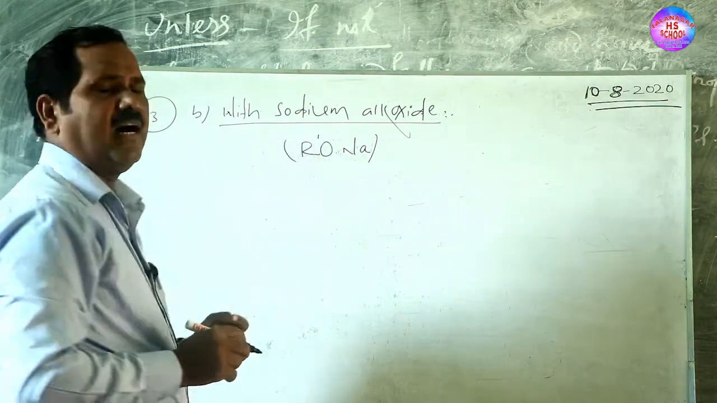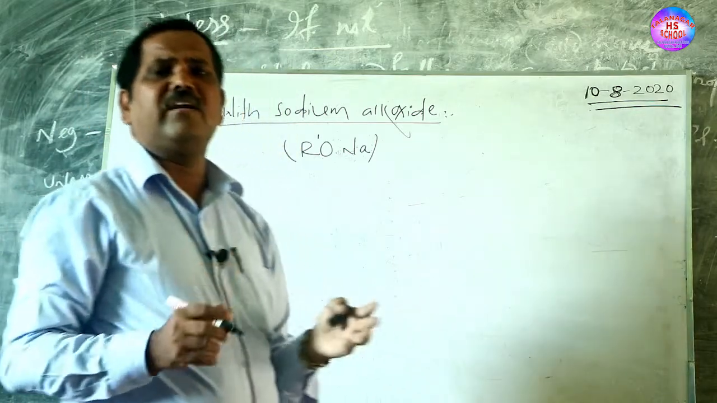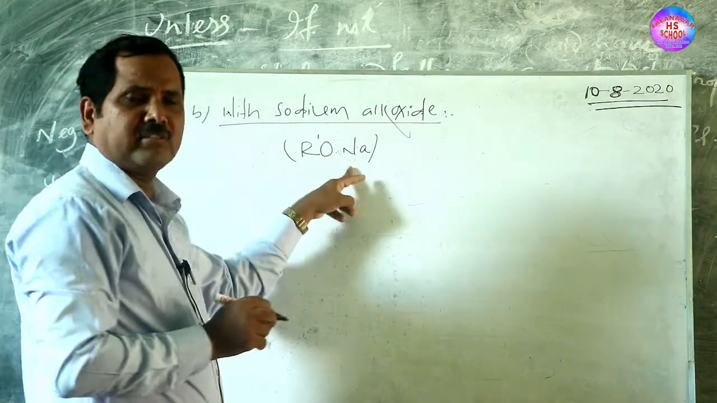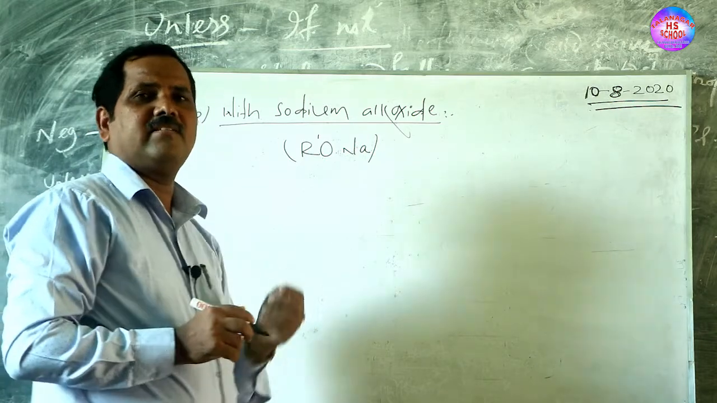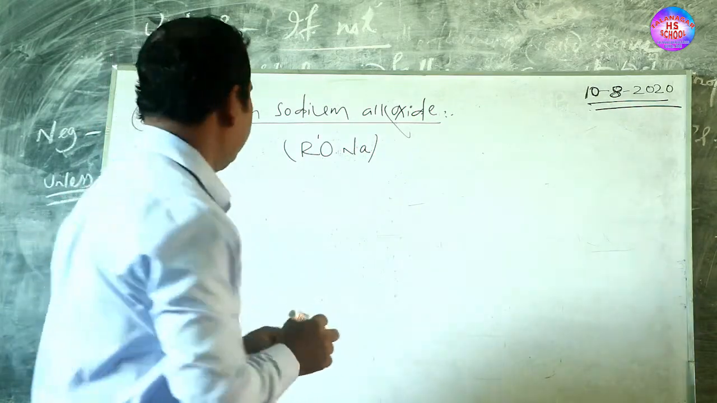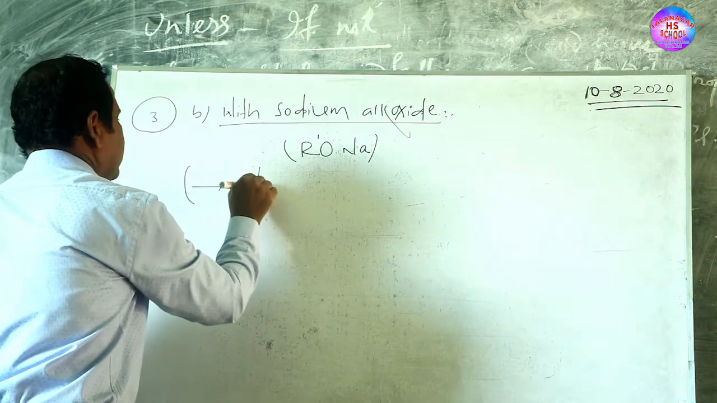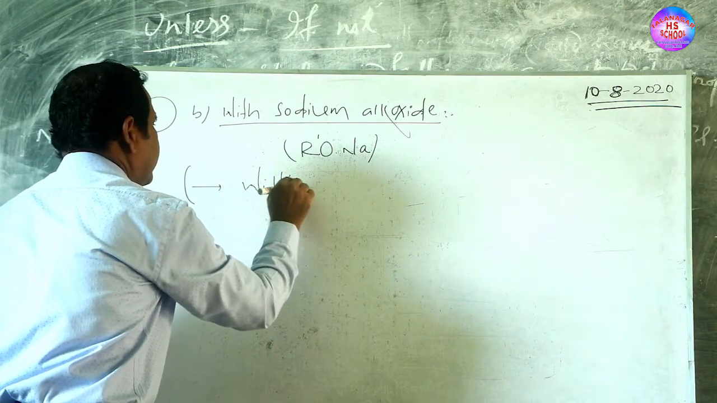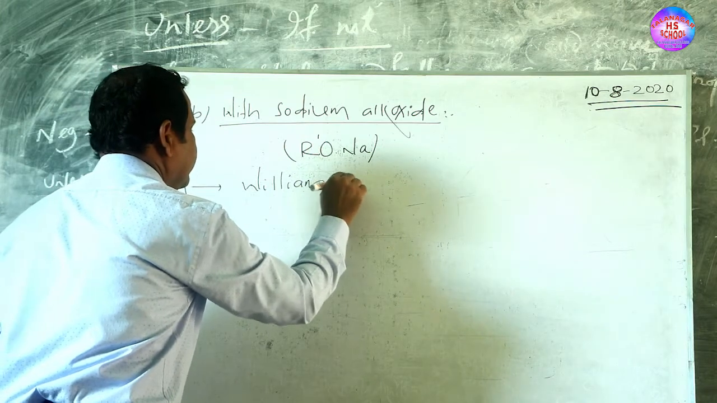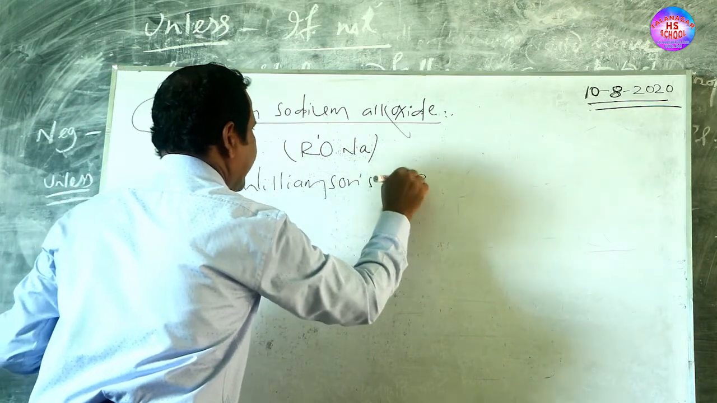The reaction of alkyl halides with sodium alkoxide is known as Williamson's reaction. We will write here Williamson's reaction.